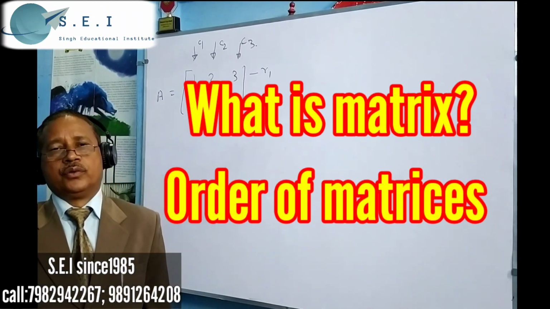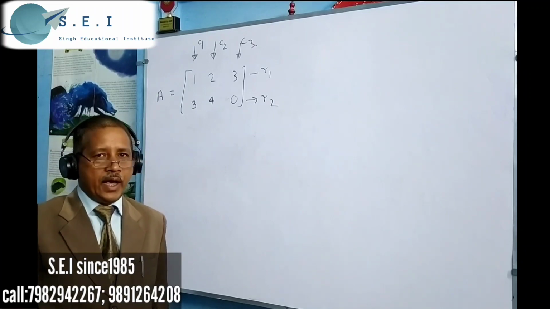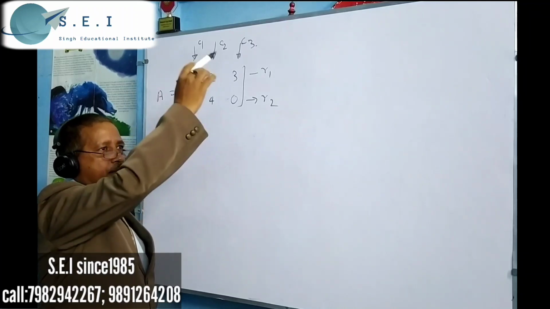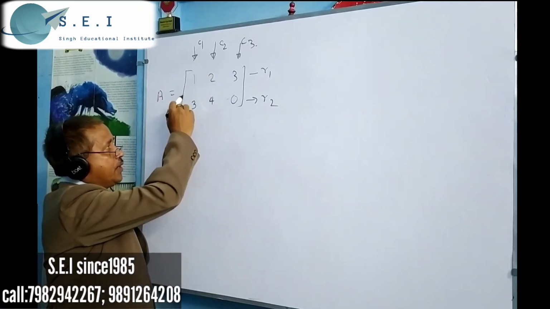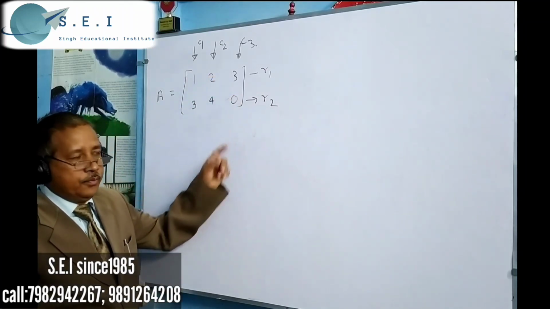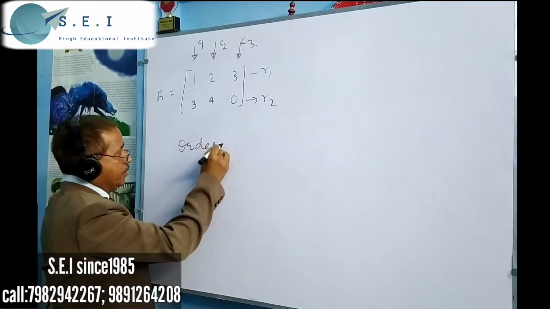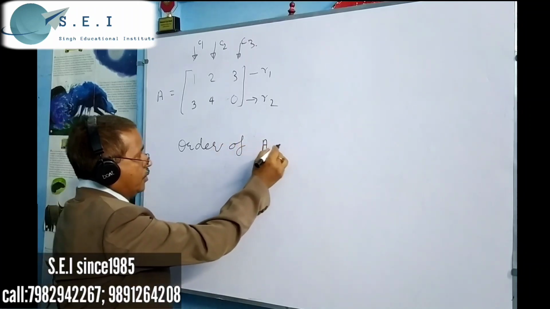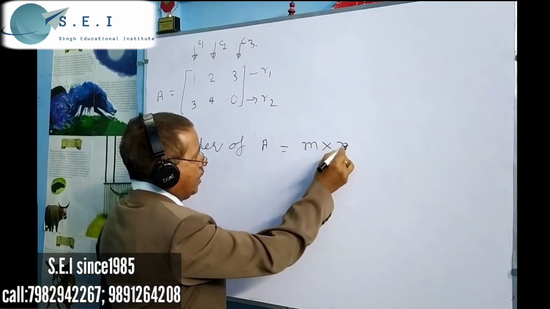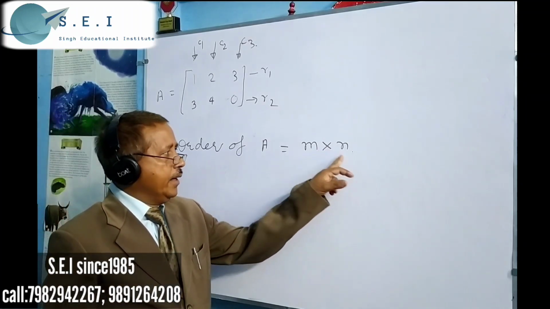A matrix is a rectangular array of numbers or elements having m horizontal lines and n vertical lines. The horizontal lines are called rows and the vertical lines are called columns. Then the order of matrix is written as m cross n, and it means a matrix has m rows and n columns.